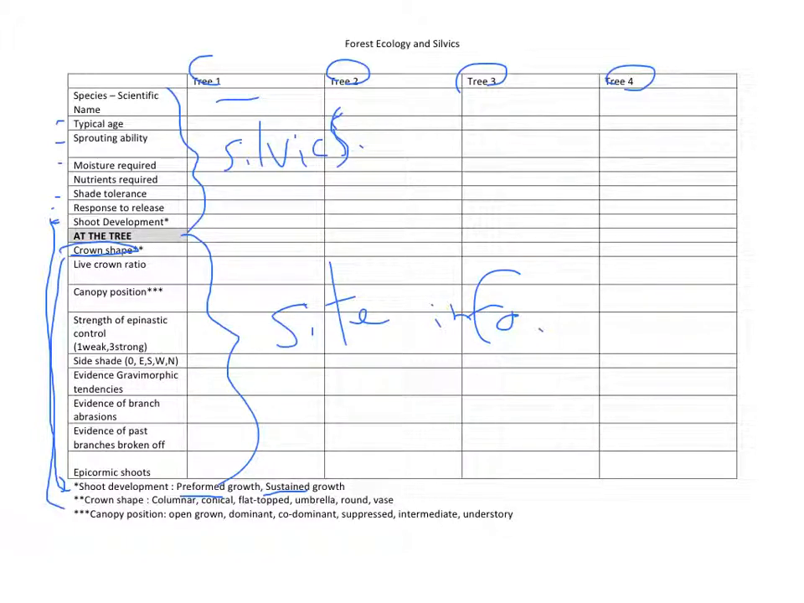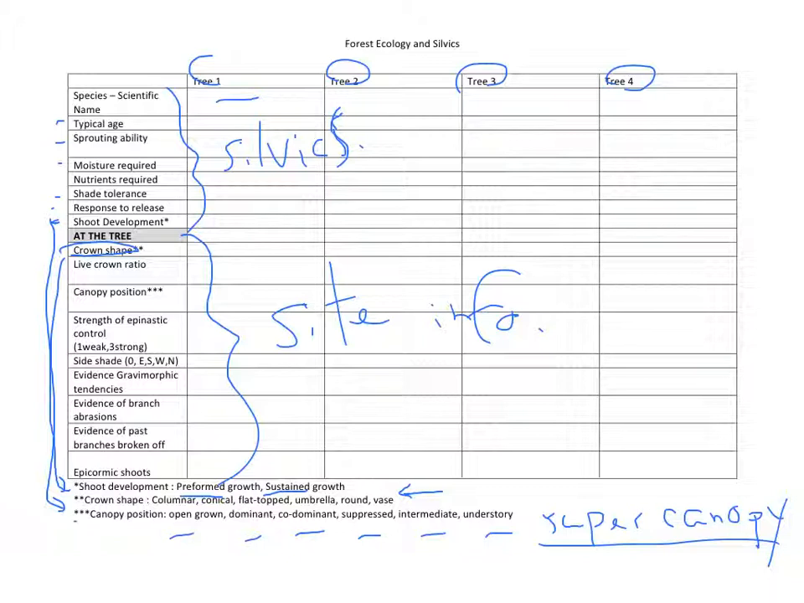Look down here, and I'm looking for, is it columnar, conical, flat-shaped, umbrella, vase, what have you. Okay, tell me that there, and that's based on the site. Canopy position is the next one. Is it open grown, dominant, codominant, suppressed, intermediate, understory? The one that I forgot to mention that I should put in would be super canopy or the emergent. I'm not sure if we'll come across that, but you never know. We may come across something that is more of a super canopy like a white pine. Okay, so you could add that one in there too if you want.